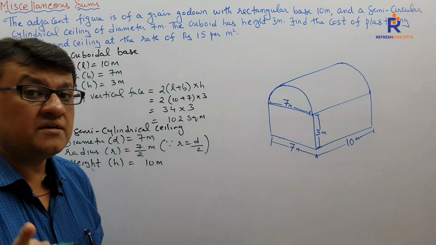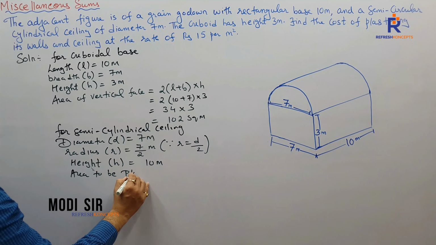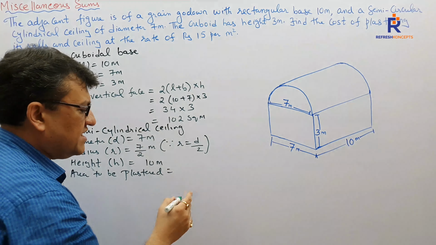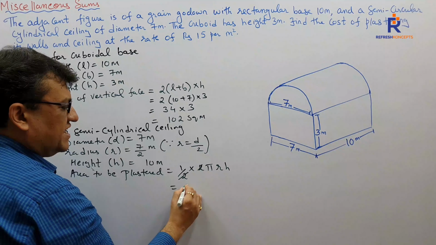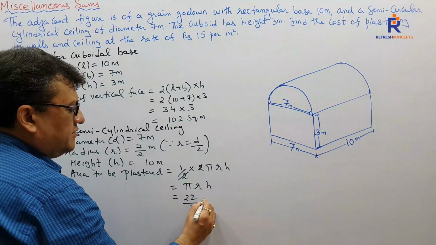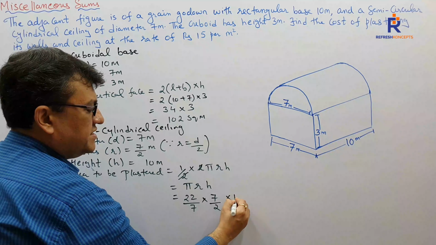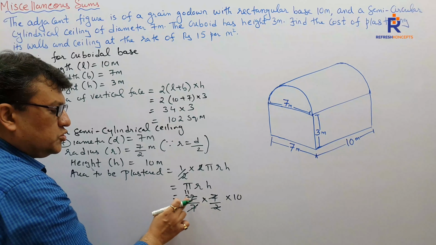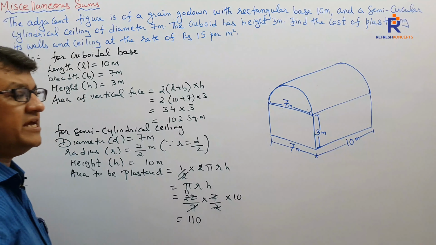So what is the area to be plastered? Area to be plastered is half the curved surface area of cylinder. Half the curved surface area of cylinder, the 2 gets cancelled off. I am left with pi RH. Pi 22 by 7, radius 7 by 2, H, which is the length of the cuboid, 10. 7 gets cancelled off. 2 1s are 2, 11s are 11, 10s are 110. Mind you, 11 10s are 110.